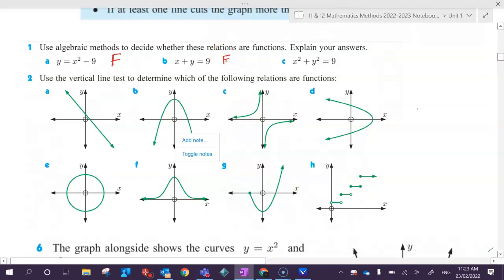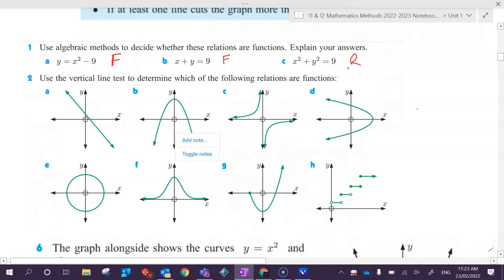My next one, x squared plus y squared equals 9. What does that look like if I try to draw it? Yeah, what do you reckon, Brett? Circle, isn't it? Is the vertical line going to cut my circle in more than one place? I think it will. If x equals 0, y could equal 3 or negative 3. That's a relation, but not a function.